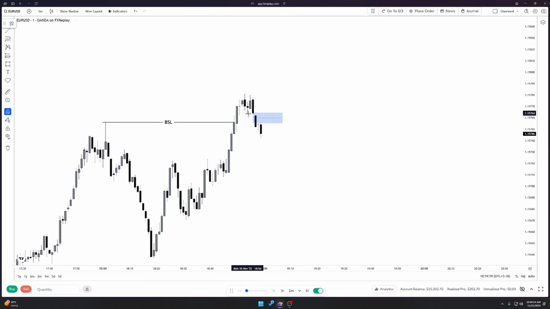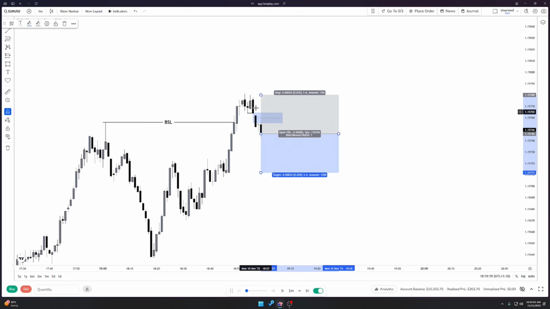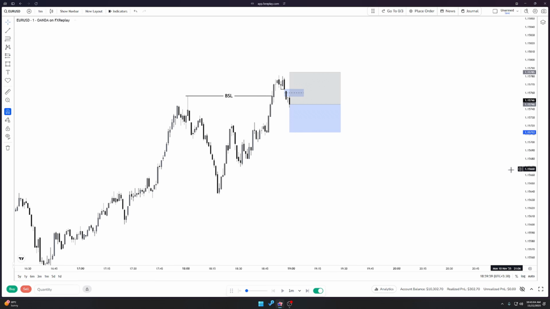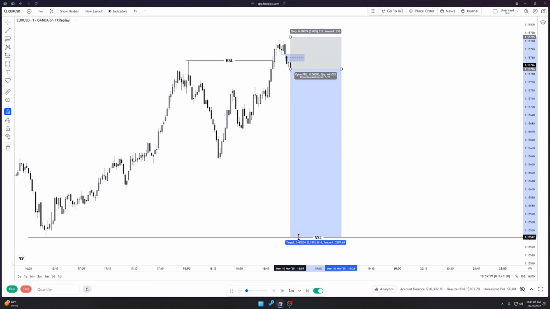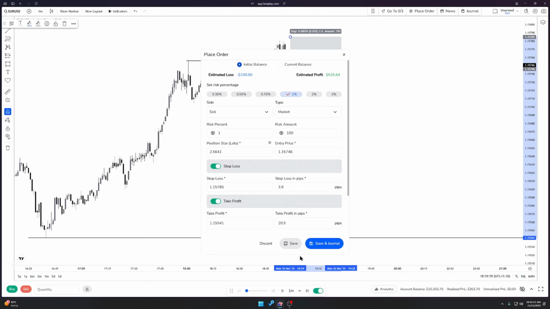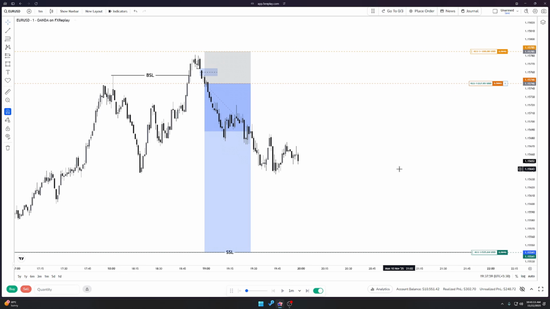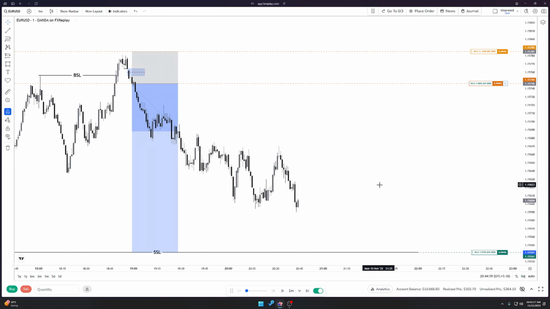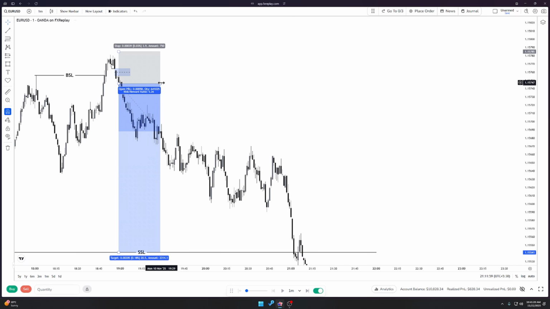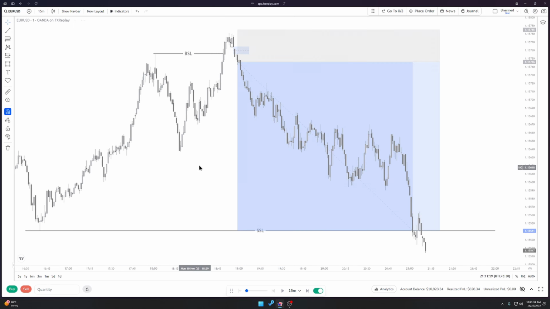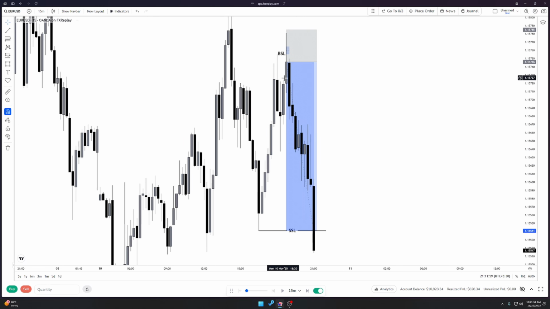We get a clear market structure shift, and we also have a fair value gap. So we take a short entry, place our stop above the high, and target the sell side liquidity. Price immediately begins displacing to the downside, and as you can see here, it delivers our target perfectly. You can also see the time marked right here.